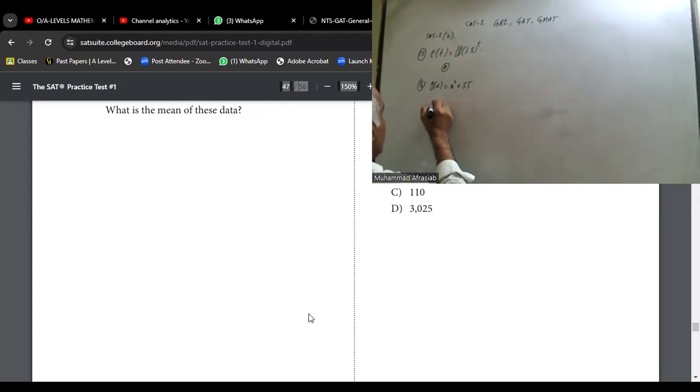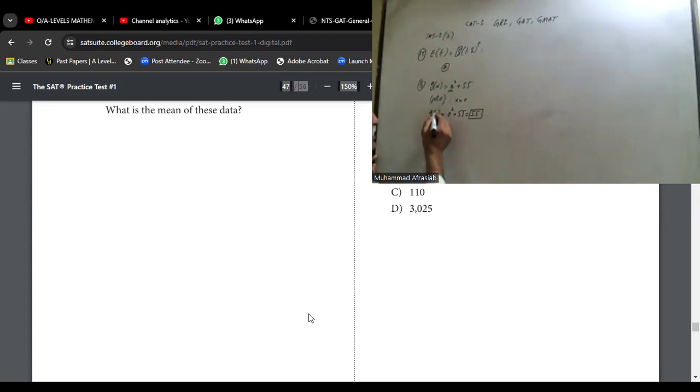They are asking for the minimum value. Since x is squared, except at 0, all values will be more than 0. So g of x, when x is equal to 0, is equal to 0 plus 55, and that answer is 55, which is the minimum value.